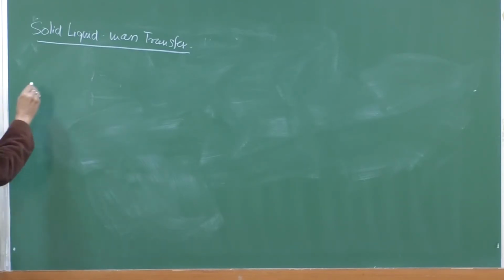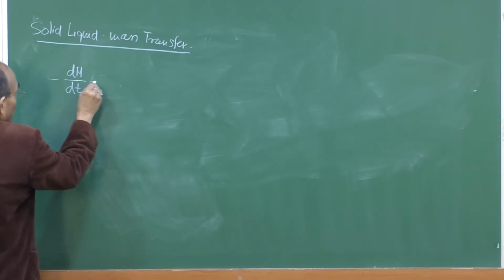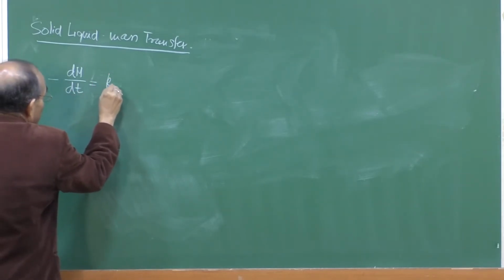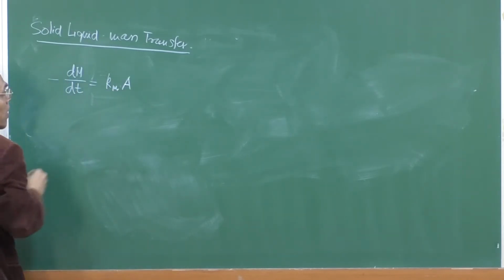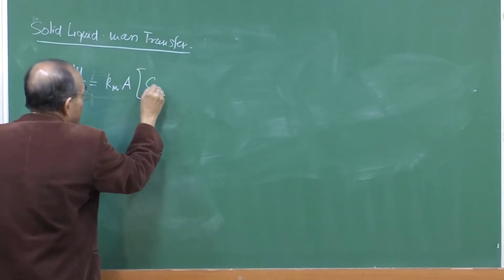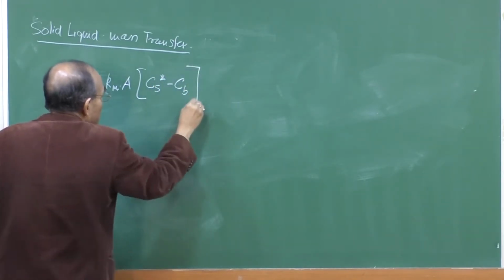So, the governing equation here, the mass balance equation: the rate of mass loss from the alloy is equal to the mass transfer coefficient times the area through which, and then we have the concentration gradient.